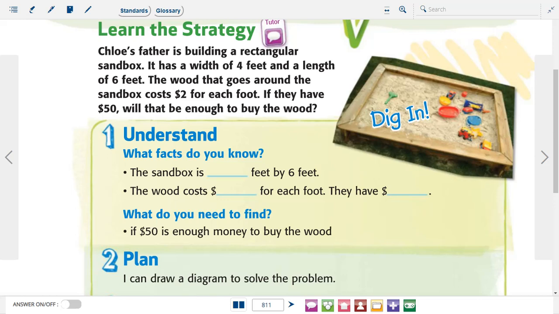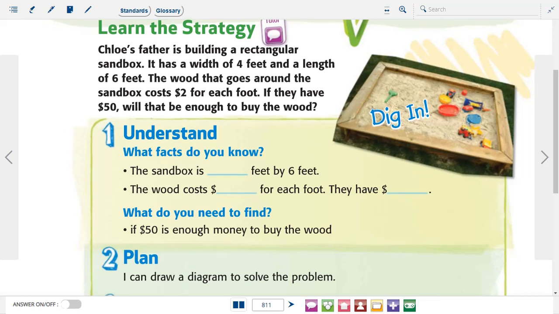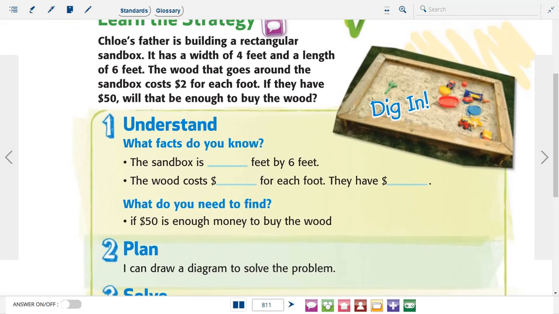Let's start solving this slowly. They told us they want to count the price of the wood that goes around the sandbox. So what goes around the sandbox is the perimeter. We need to find the perimeter first, then to know the cost by multiplying. So how many feet length?